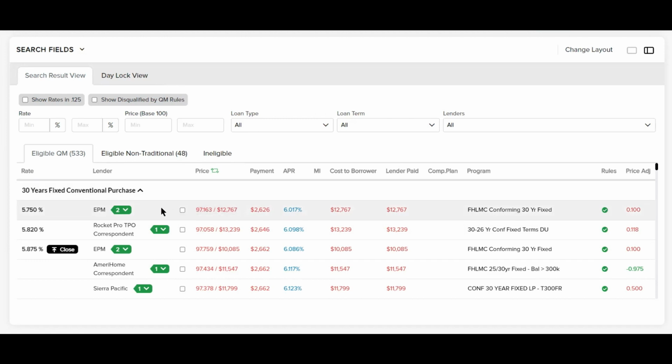With that, it's just looking at who has the lowest rate on their rate sheet. Just imagine the pricing engine: it's rate sheets going in, giving it eligibility, and it's giving it pricing. So when you look at 5.750, EPN comes up with a 97.163. Essentially, it's 3 points to get that loan. Probably that's not a great idea right now. You're probably going to go closer to your comp plan.